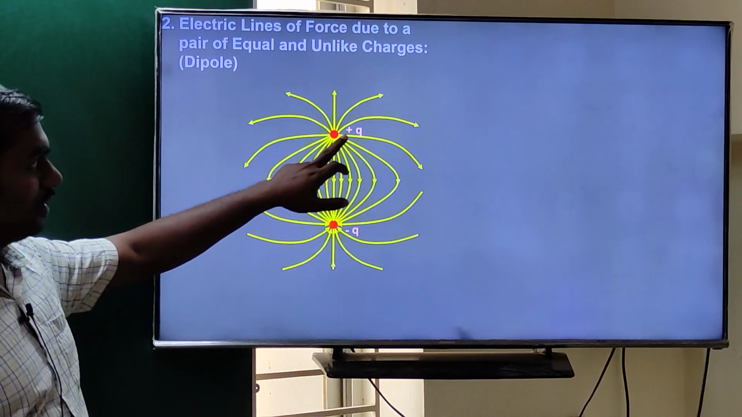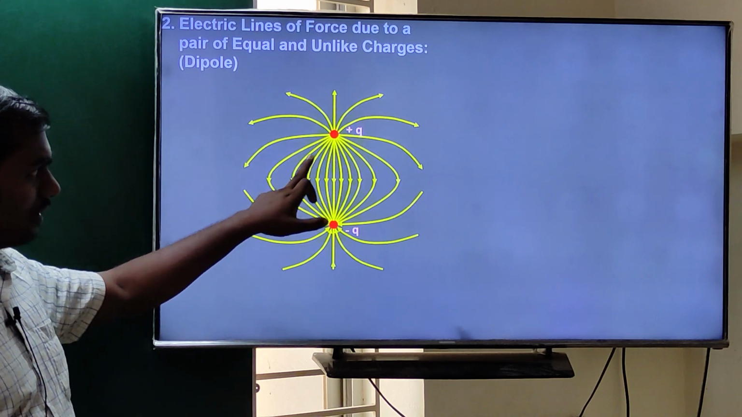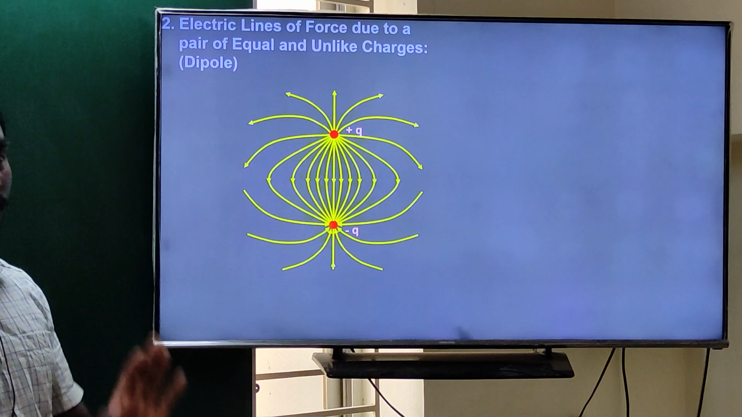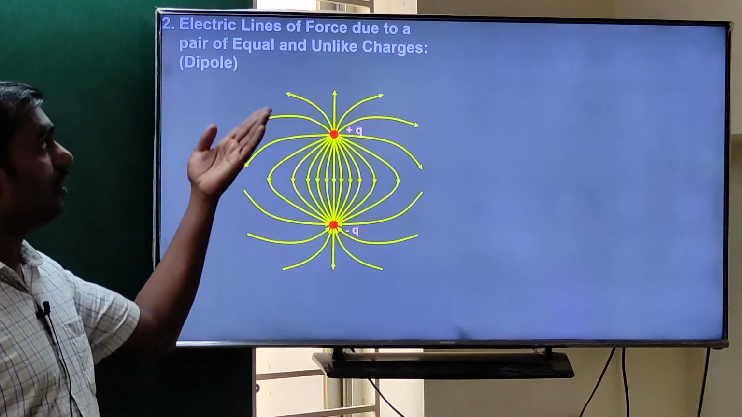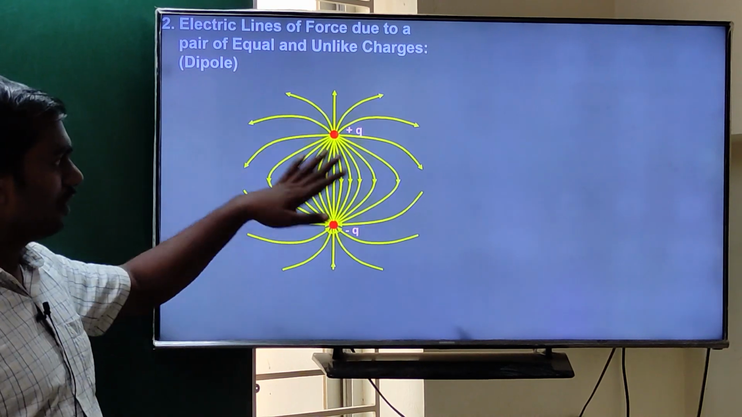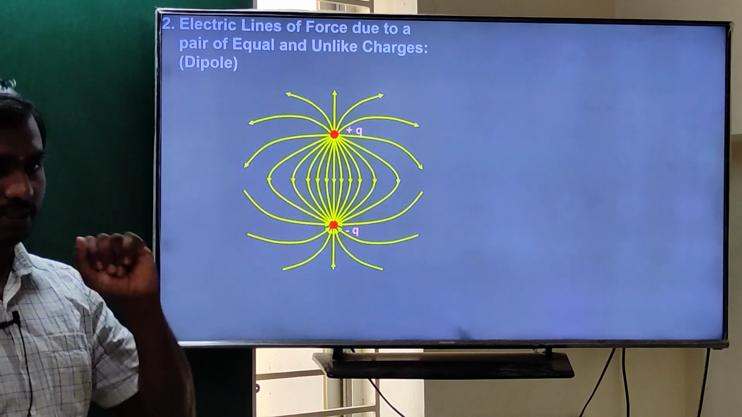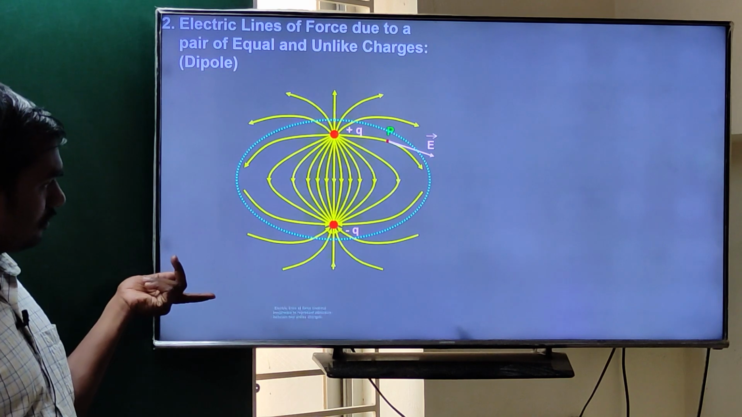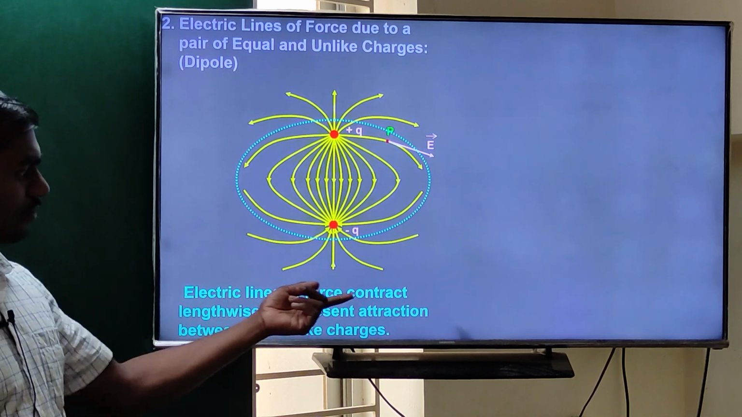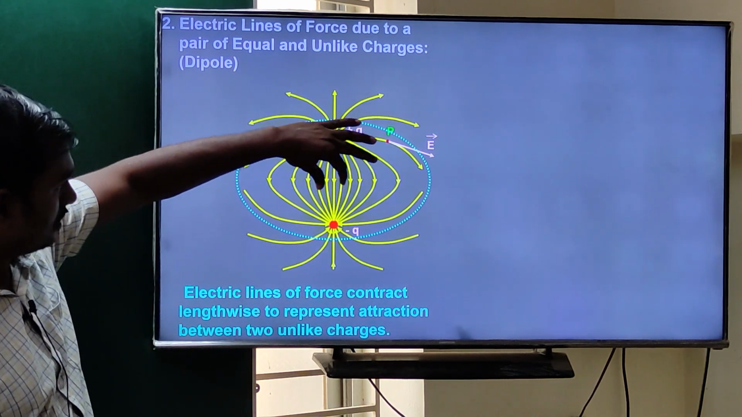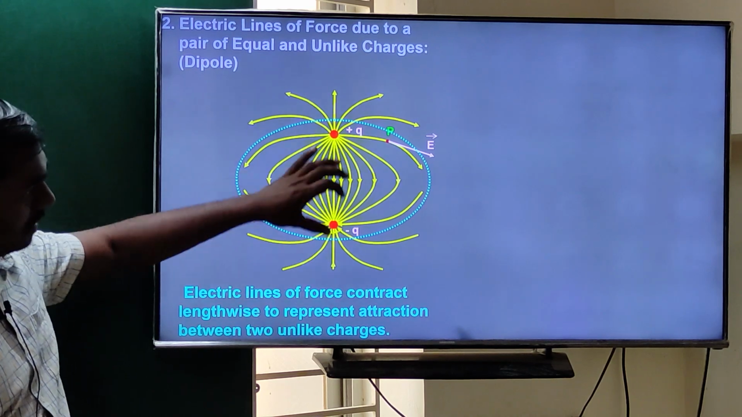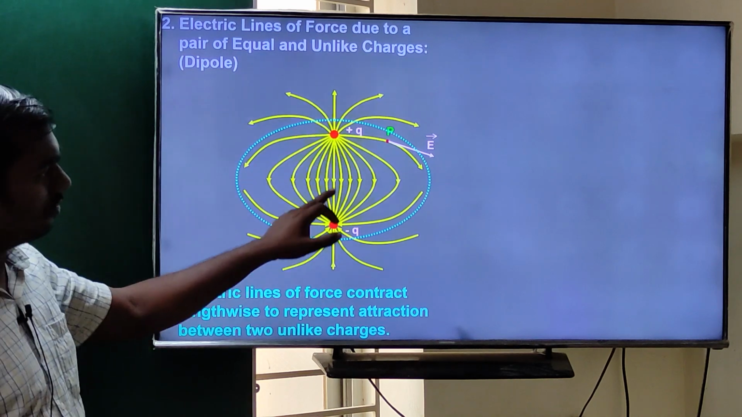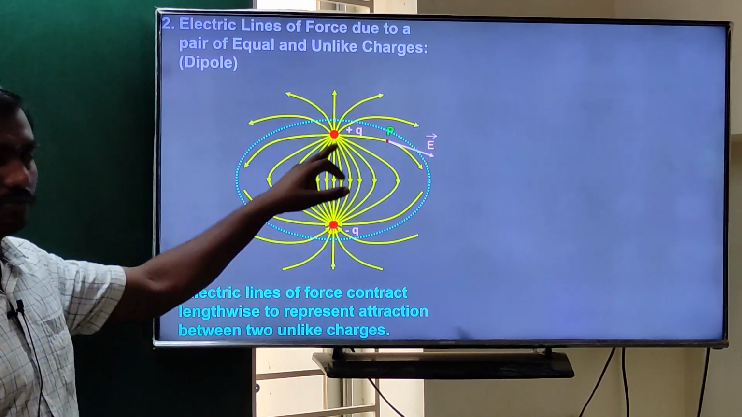Similarly here, electric field lines originate from the positive charge and terminate at the negative charge. This is the electric field line representation if we have unlike charges. Unlike charges, we know, right? Unlike charges attract each other because, we know that, electric lines of force contract lengthwise. See, here between the positive and negative, the electric field lines contract lengthwise to represent attraction between the two charges.